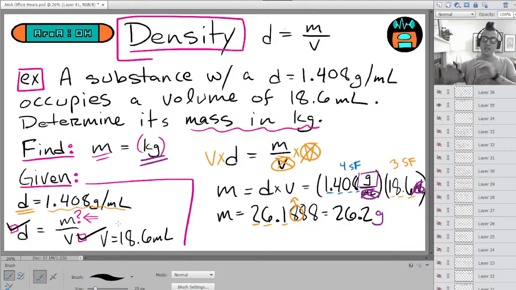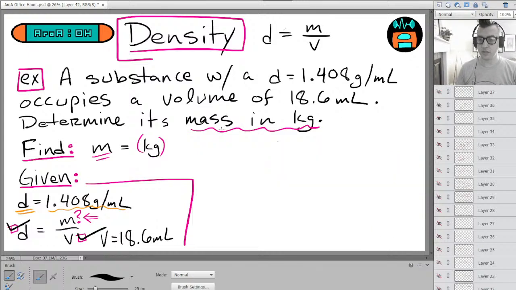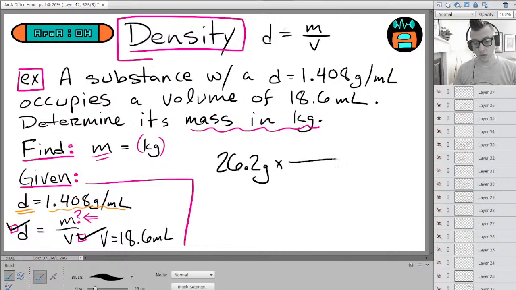It'd be very easy to write this down and box it, right? Because it's the correct value, correct sig figs. But the units here are not correct. We're asked to find our mass in kilograms, but the mass that we found is in grams. So we have one last unit conversion to perform. So what was it, 26.2 grams. We want grams to cancel, so they go in the denominator. We want to find kilograms, so they go up in the numerator.